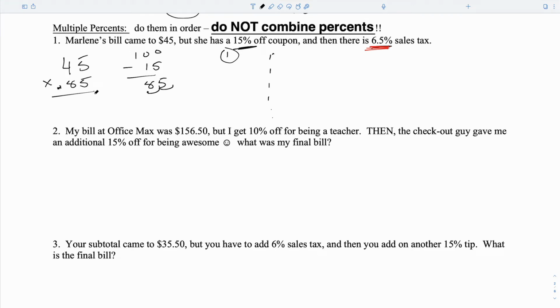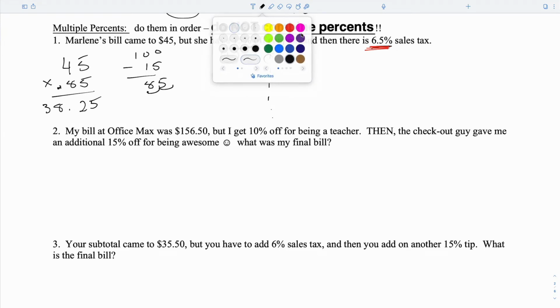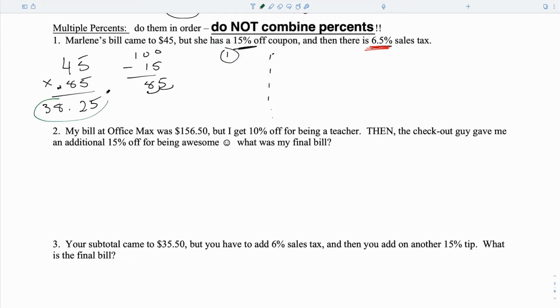Blake, do you have it? What's the answer, Camden? 38.35. If you got something different, plug it back in and see if you maybe mistyped. 38.25. Agree with that? Silent yes? Okay. Take this number, and we're going to bring it over to the next part of our problem.